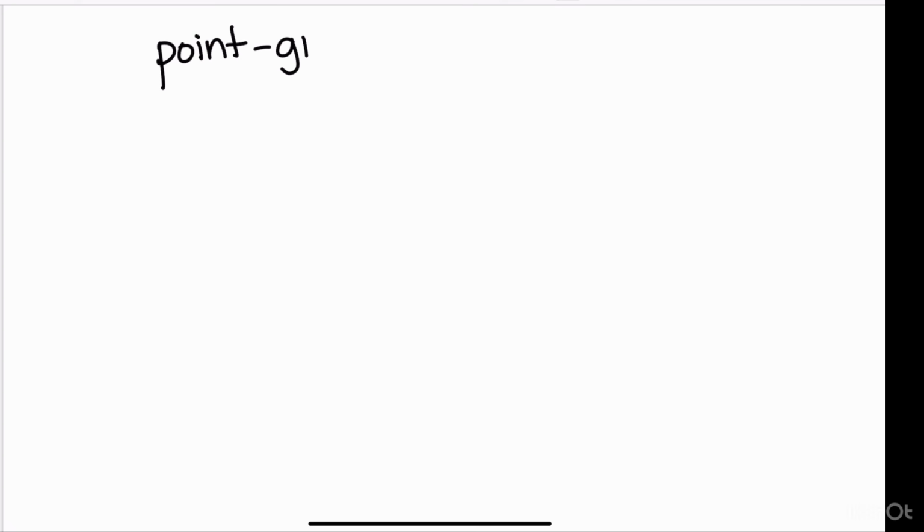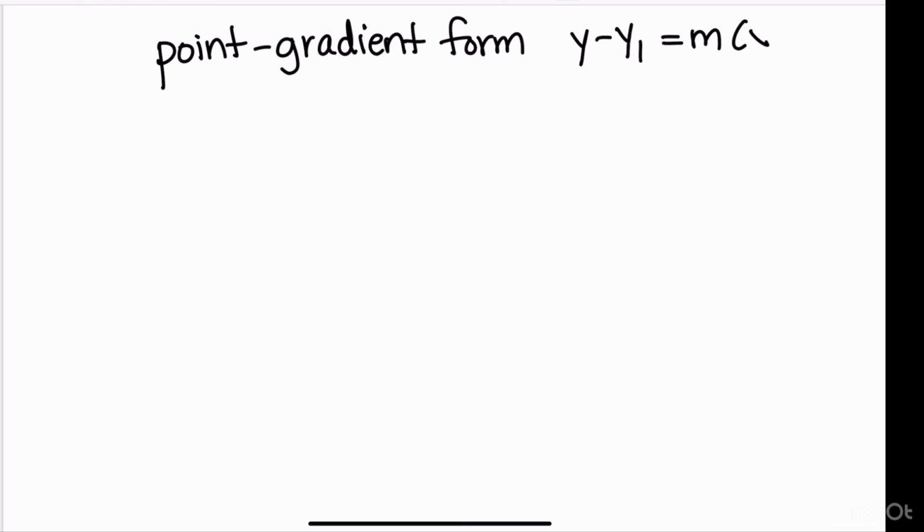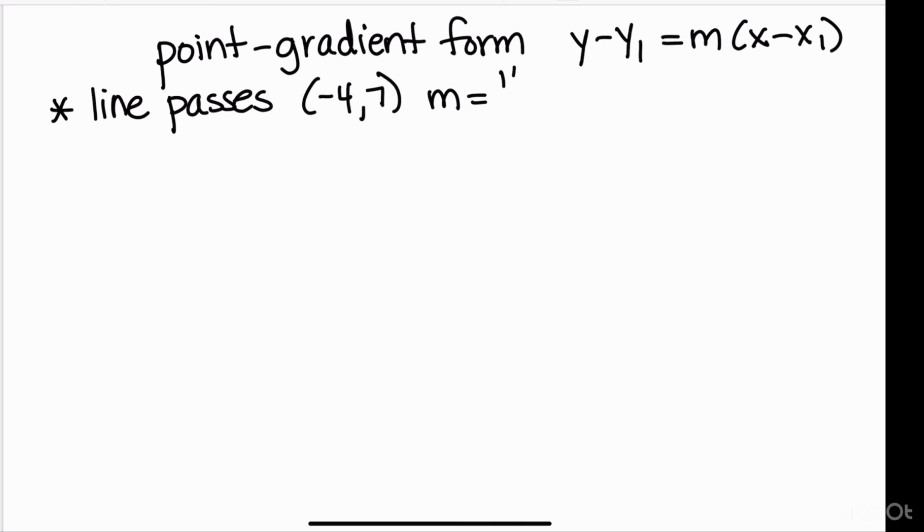There are other forms of the equation of a line. One of them is point slope form, or now for IB purposes, it's going to be called the point gradient form. The point gradient form is y minus y1 equals m times x minus x1. Let's say they give us a question where it tells us find the equation of a line that passes through the point -4, 7 with a slope of 1/2, with a gradient of 1/2.